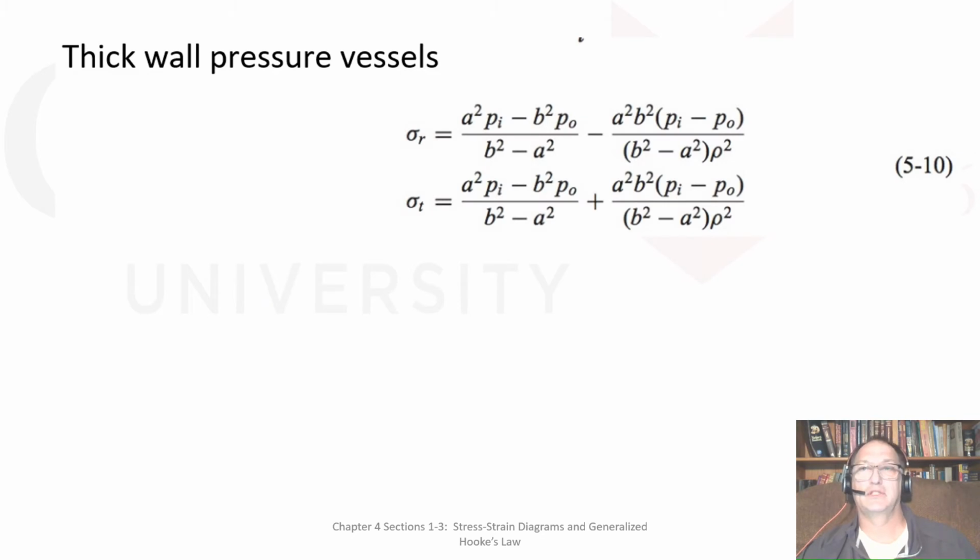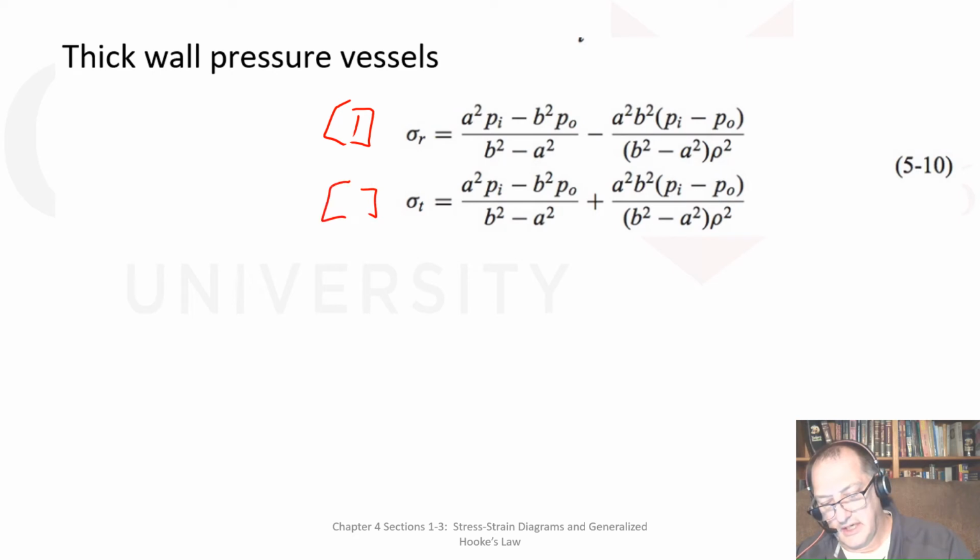We get these equations. These are the equations for the thick wall pressure vessels. The thick wall pressure vessel has two equations. One, that is the radial stress, and two, the tangential stress. Now, I want to make sure those are clear.